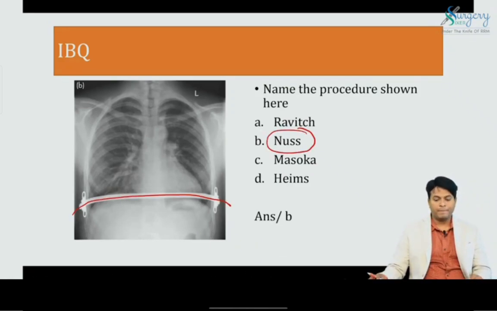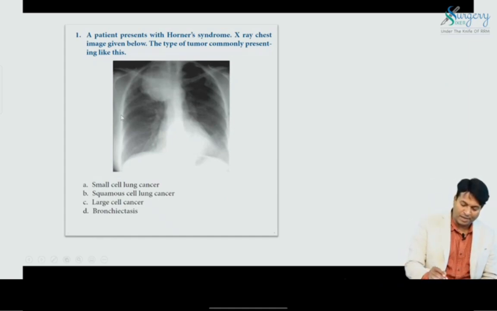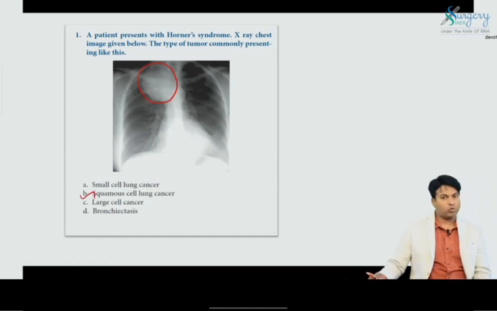This is the Nuss procedure. Ravitch is an open procedure. Nuss is a minimally invasive procedure for this condition, pectus excavatum. A patient presents with Horner syndrome, X-ray is shown here. So the answer is squamous cell cancer.